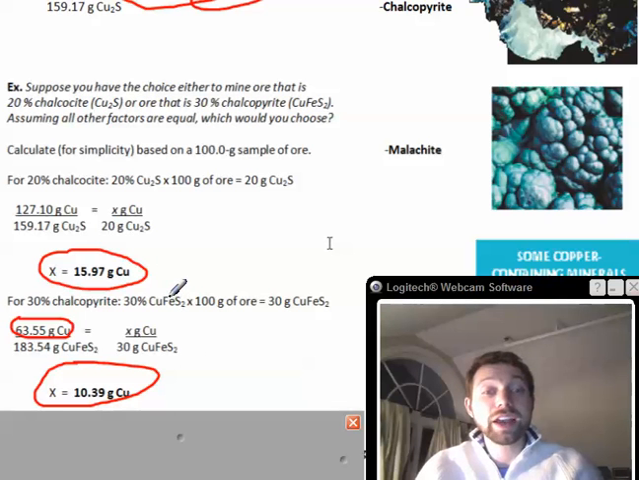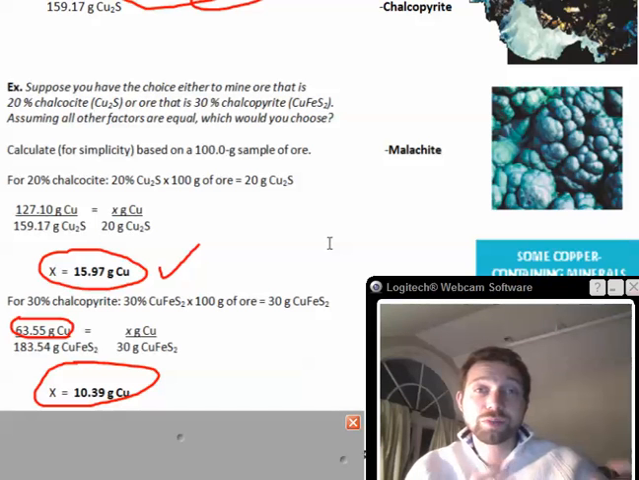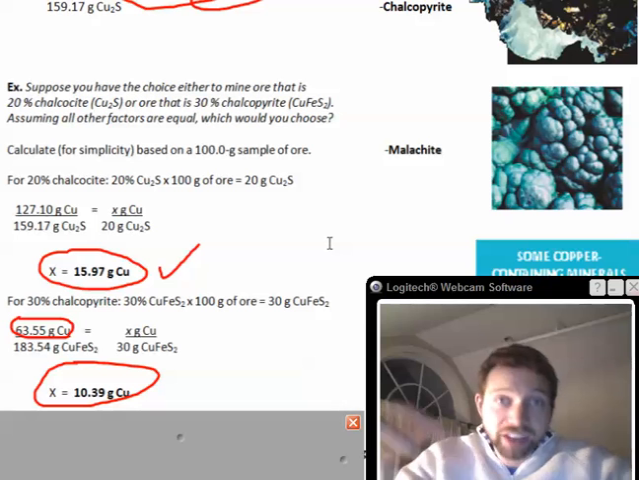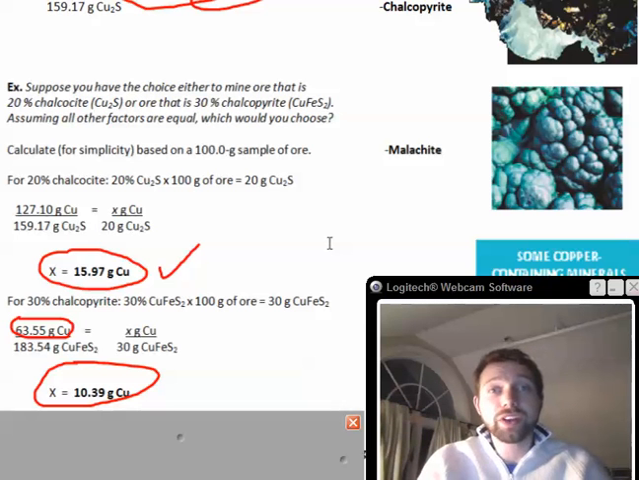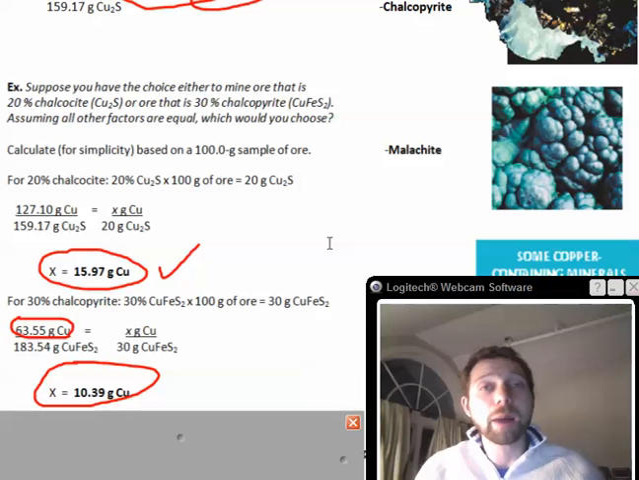Would you choose chalcocite or chalcopyrite? If you look at the numbers, you'll see that chalcocite has more copper in it if it's 20%. So that's significant. Even though it had a smaller percentage within the ore that you had, the mineral was only 20% of the overall ore, the overall rock that you had. Even though that was the case, it still had more copper. So that's a significant calculation that someone would need to do if they were mining for copper in this area.